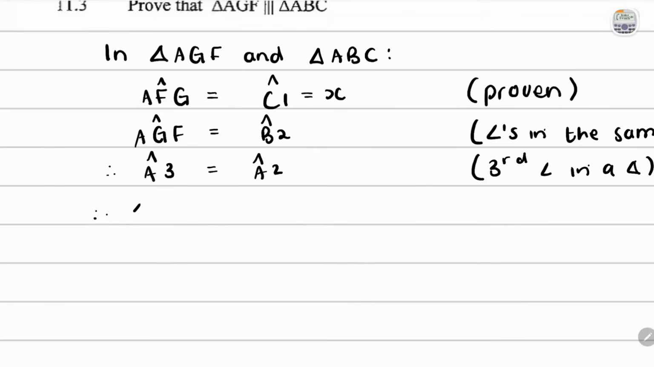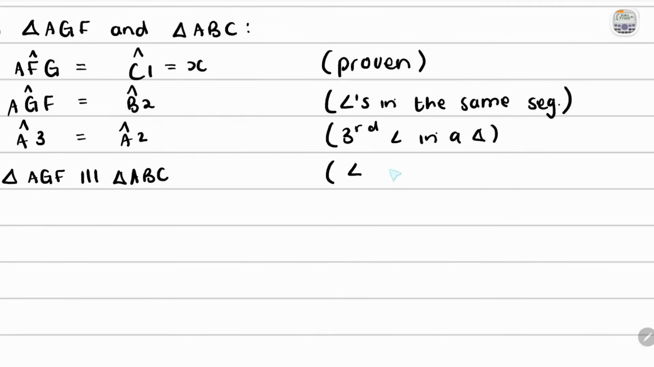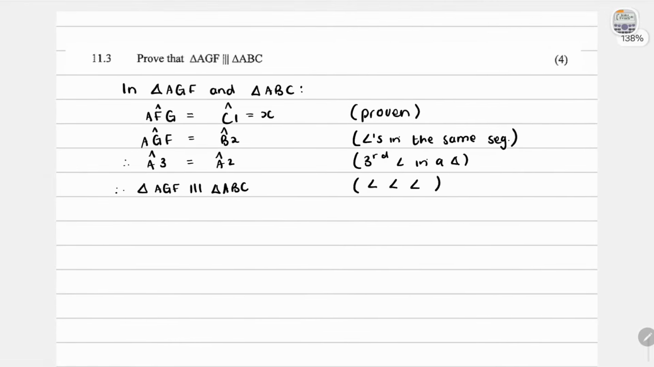Okay, and that proves that they are similar since their corresponding angles are all equal. So triangle AGF is therefore similar to triangle ABC. Okay, and the reason they are similar is because of angle, angle, angle. Three sets of angles that are equal. And you have to state this because this is not the only way that triangles can be similar. They can also be similar if their sides are in proportion. But they didn't give us any length, so we don't have to focus on that. Okay, so that is it for 11.3.